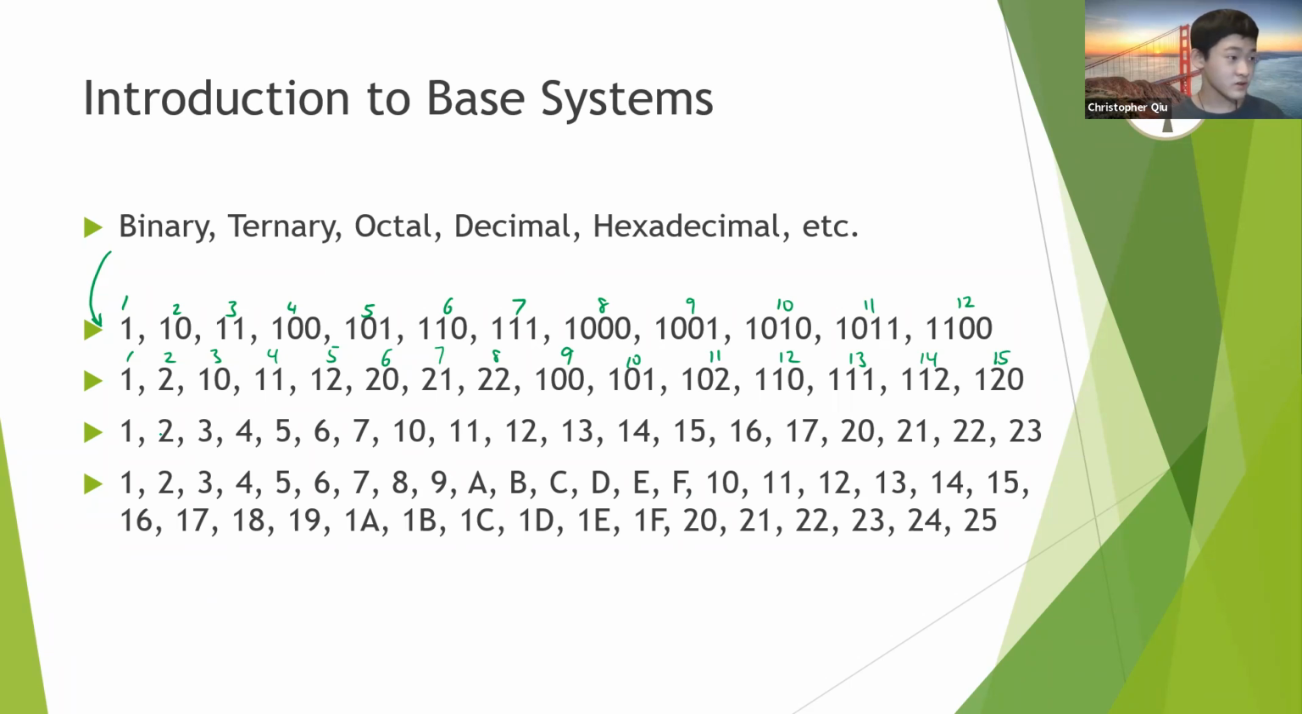And similarly, we can count in octal, which is base 8. We'll start with 1, 2, 3, 4, 5, 6, 7, and then we'll go up to 10, which is 8, 11, which is 9, and so on. And similarly with hexadecimal or base 16, we'll start with 1, 2, 3, 4, 5, 6, 7, 8, 9, and then A, B, C, D, E, F for 10 through 15, and 10 for 16, 11 for 17, and so on.